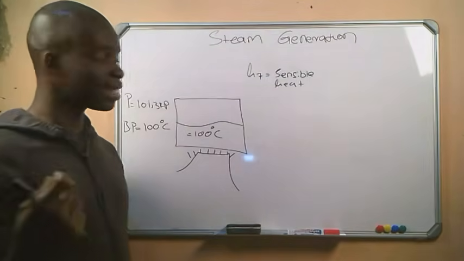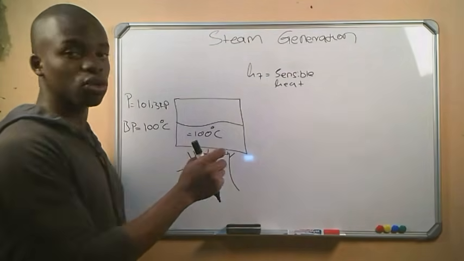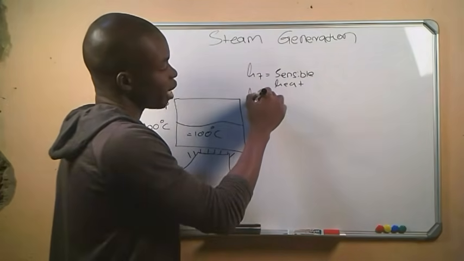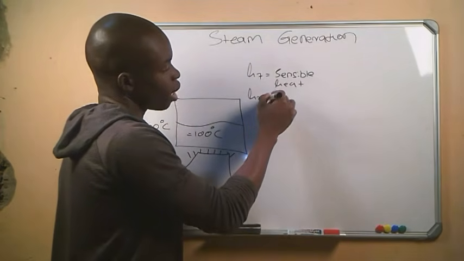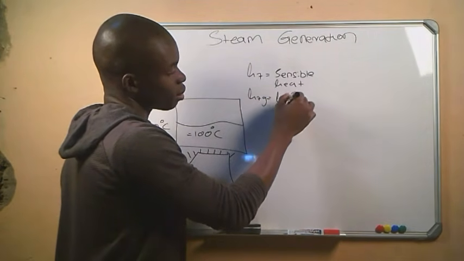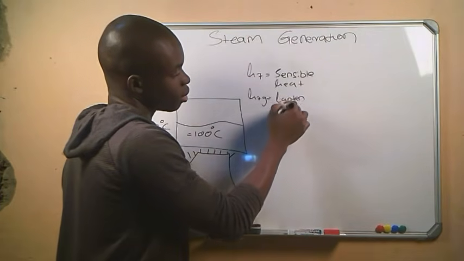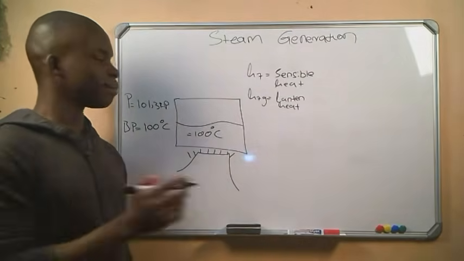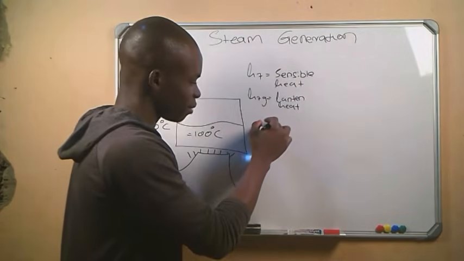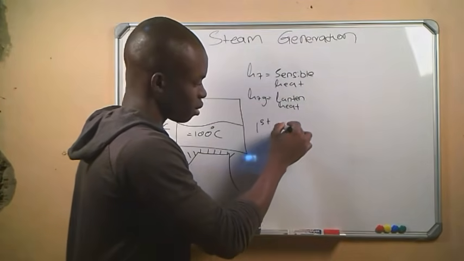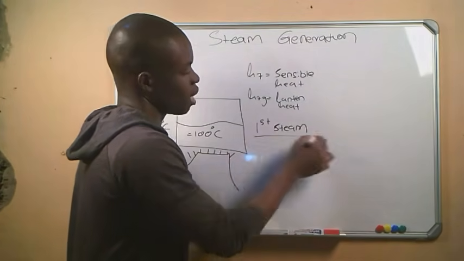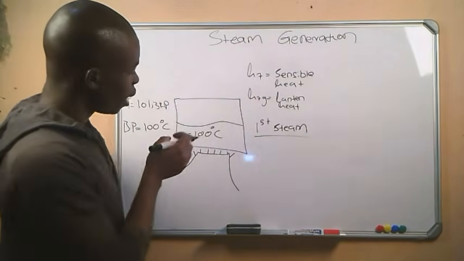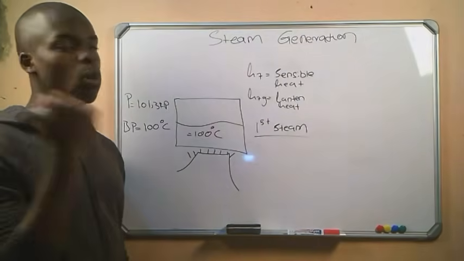And then that heat that will be used to evaporate this water is given by Hfg, and it's called the latent heat. And the first steam, number one, the first steam that will form is called wet steam.